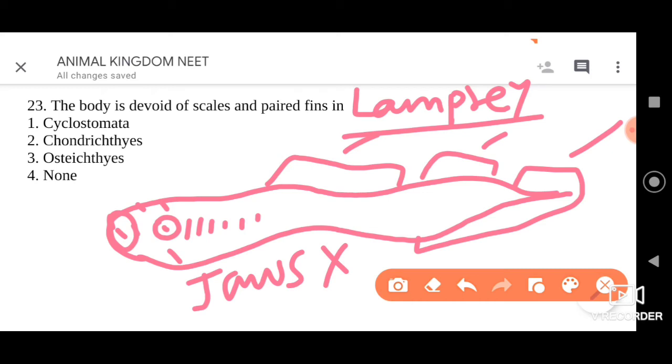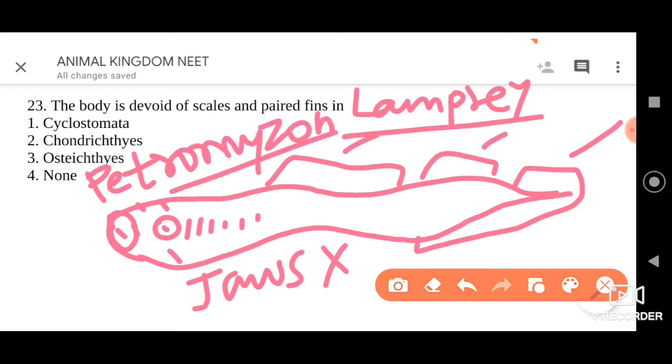How do we find paired fins? Like pectoral and pelvic fins in the case of the class Chondrichthyes, but here we don't find them. Here we find unpaired fins. The best example I have given here is the lamprey, or as I said, we can also say Petromyzon. So the organisms which are devoid of scales and paired fins are cyclostomes. They belong to the class Cyclostomata, remember. So please go for option 1.